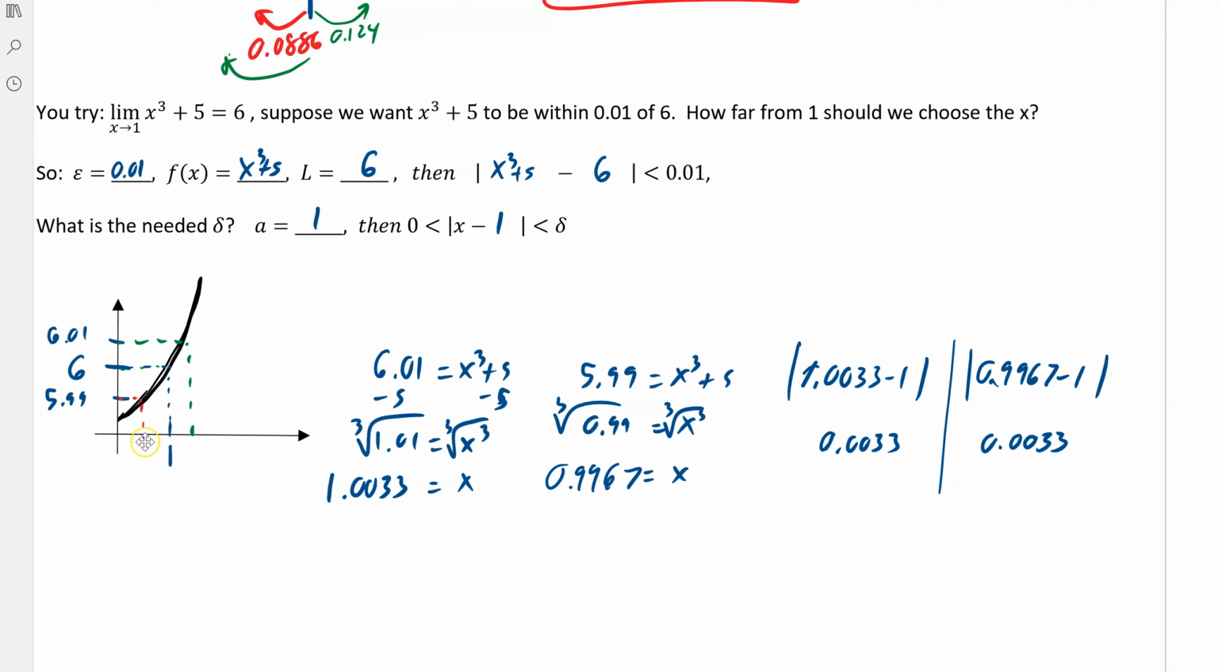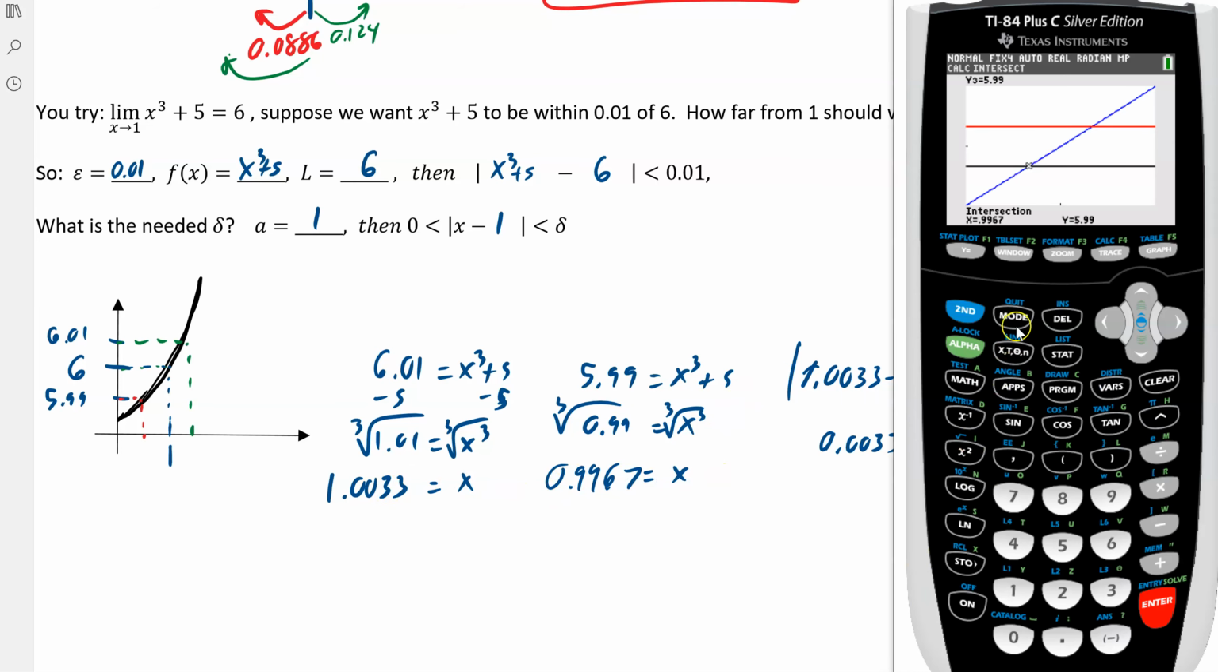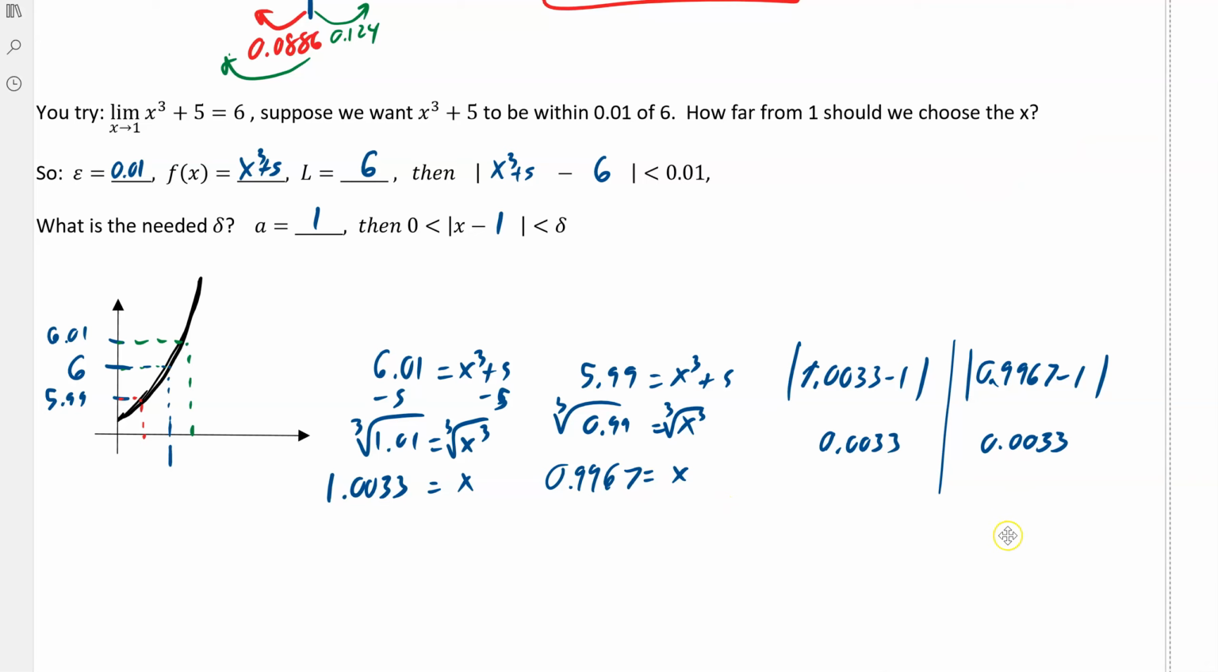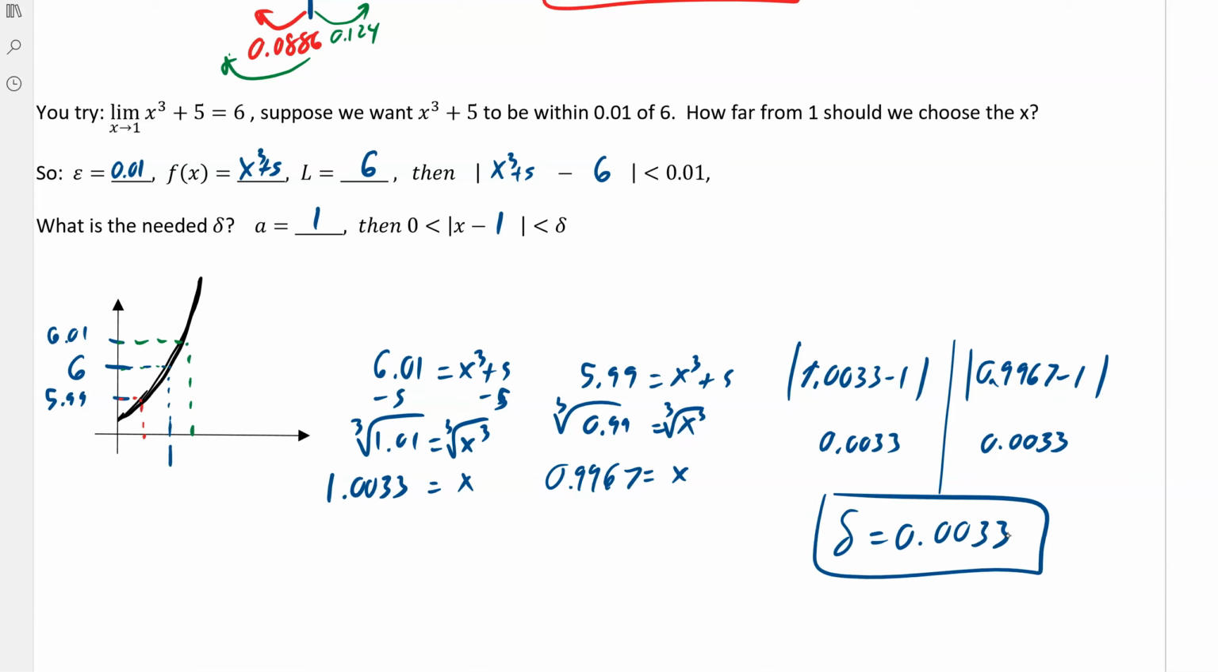And so now we just have to work backwards. So plugging 6.01 into x cubed plus 5 and 5.99 into x cubed plus 5, we solve them and we get these two. It also verifies in the calculator of where it is. You can see it's pretty much a line here because it's such a small epsilon. So they both came out the same, which means your delta is very easy to find. It's 0.0033. So if you got that, you're good.